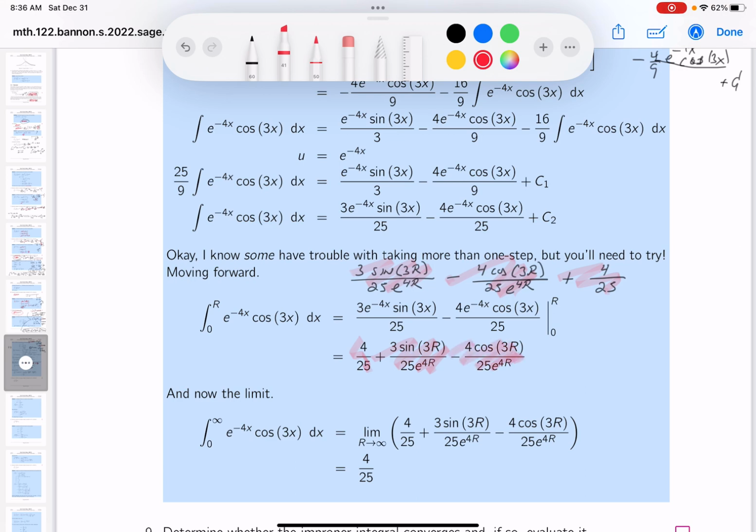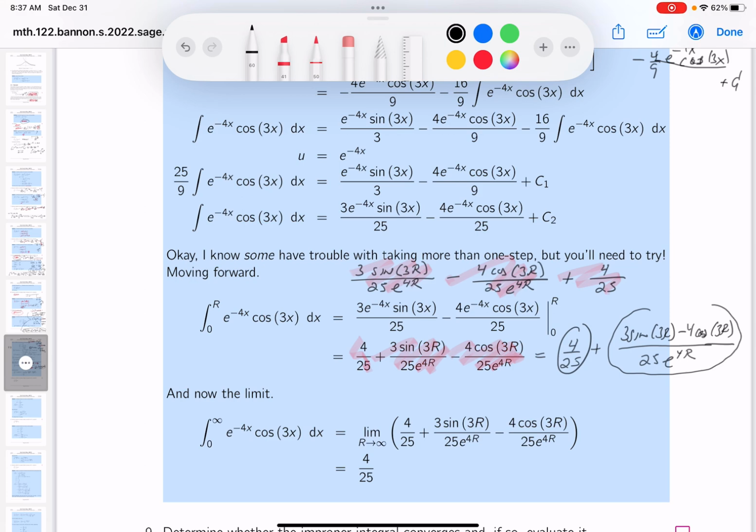I have to take the limit as r goes to infinity. I'm going to write it a little differently, though, because I want to be careful about this. And what do you get over here? 4 over 25 plus, I've got 25 e to the 4r on the bottom, and on top you get 3 sine 3r minus 4 cosine 3r. All right, limit. This is easy. That's just 4/25. I'm kind of wondering about this, though.